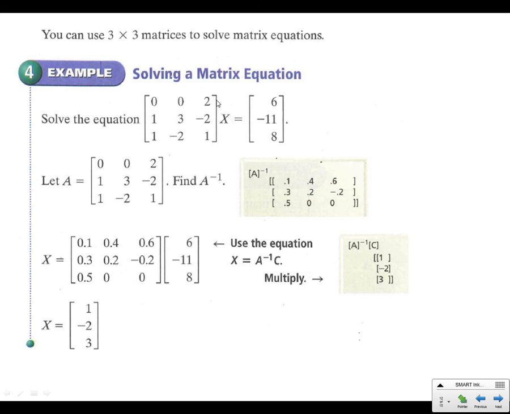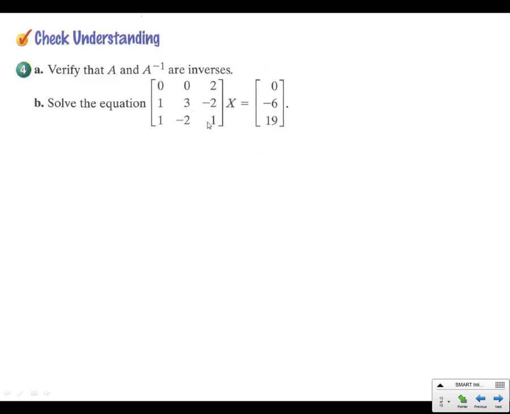Alright, and so here's an example. We can do it on our calculator. Remember, to get rid of this, we would multiply by the inverse, so we need the inverse of A, and then times it by the 6, -11, and 8 matrix. Do that, and we end up with 1, -2, and 3. So those are the steps. Using your calculator, see if you can solve this equation.